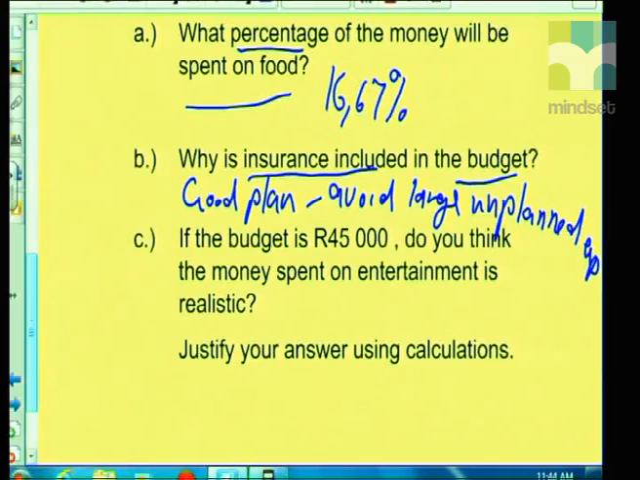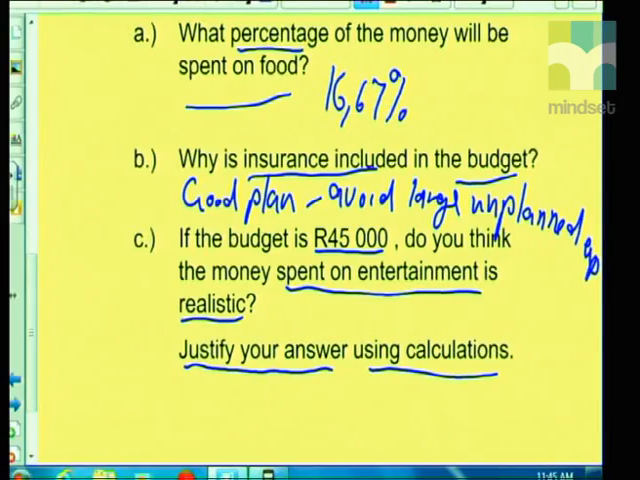Right, now that we've dealt with the importance of insurance, let's have a look at our final part to this question, and it's really an interesting question. You'll remember that we were given the pie chart, and I said to you, nothing's been told to us about the money. Well, question C starts to tell us something about the money. It says that if the budget is 45,000 Rand, do you think the money spent on entertainment is realistic? The last part says justify your answer using calculations.